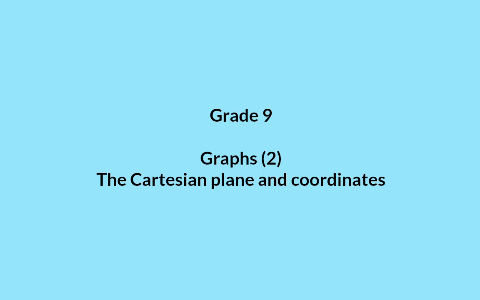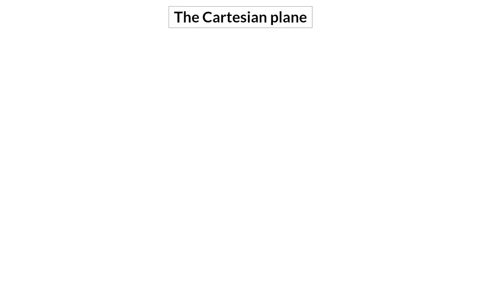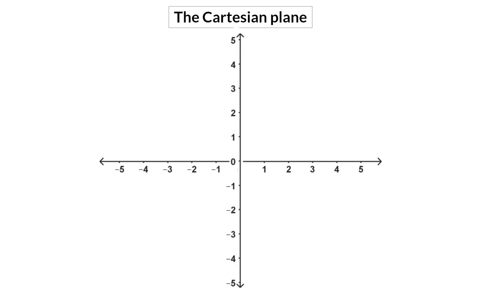In this video, we're going to have a look at the Cartesian plane and coordinates. The Cartesian plane consists of two number lines. The one runs horizontally and the other is placed vertically on top of it so that the zeros overlap. This point where both number lines are on zero is called the origin.